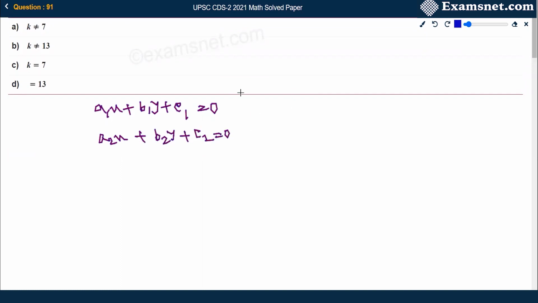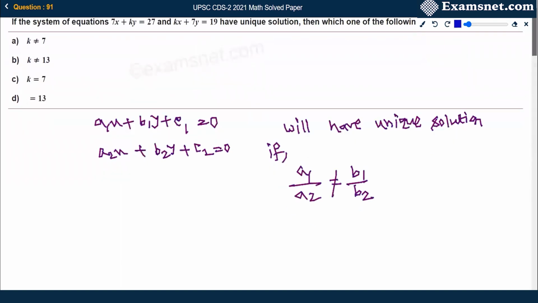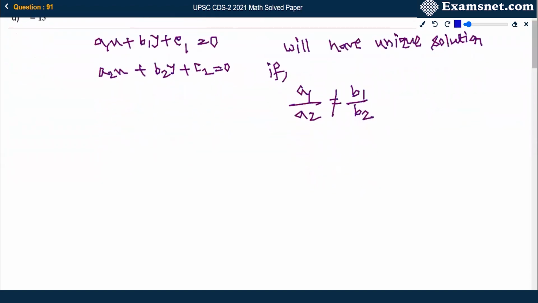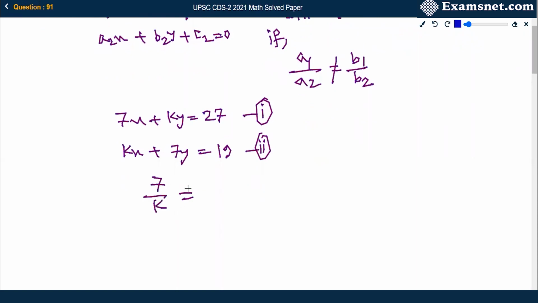So the condition that it will have a unique solution is if A1 by A2 not equals to B1 by B2. This is the concept. Now let's write here the given equations. 7x plus ky equals to 27, name it 1. Another one is kx plus 7y equals to 19. Now if I apply this condition, I will get 7 by k not equals to k by 7.